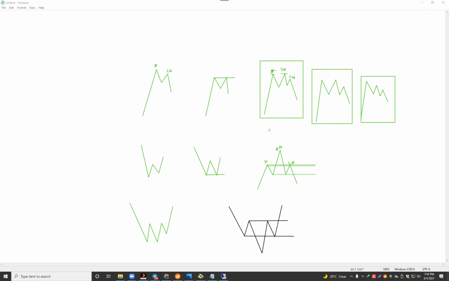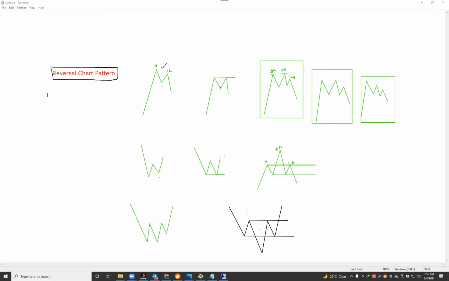And there are three types of patterns. How many patterns? Three. Reversal chart patterns. These patterns which I show you, this one, this one, this one, this one. These are all reversal chart patterns. After this pattern, the market is changing the trend. Here, here, here, they are changing the trend.